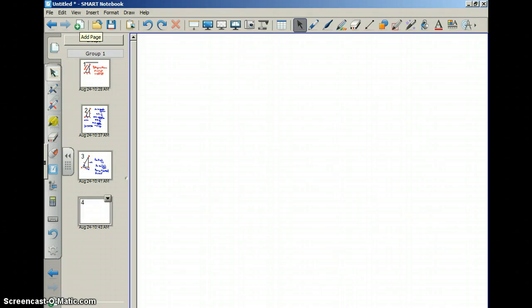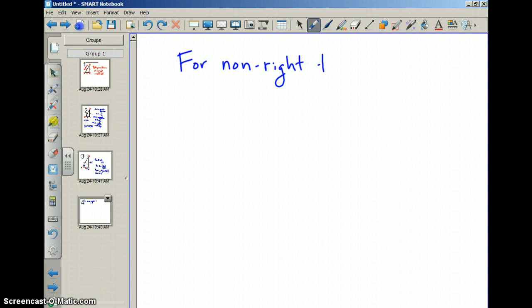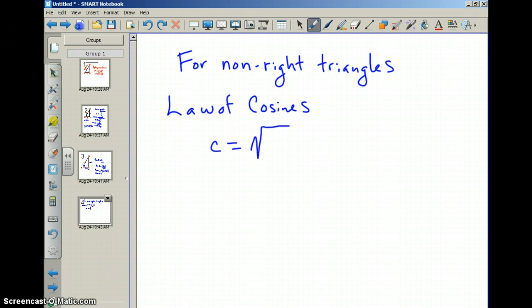Lastly, if you're dealing with a non-right triangle, in that case, we must use the law of cosines and the law of sines. The law of cosines says that side c is equal to the square root of a squared plus b squared minus 2 times a times b times the cosine of angle C.